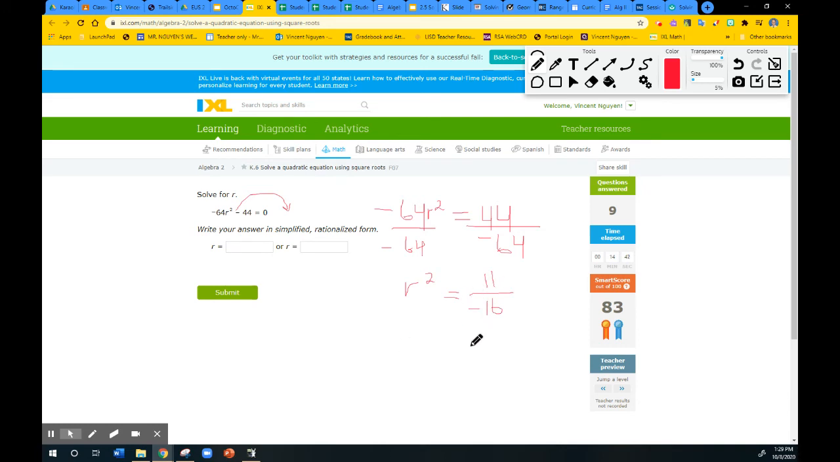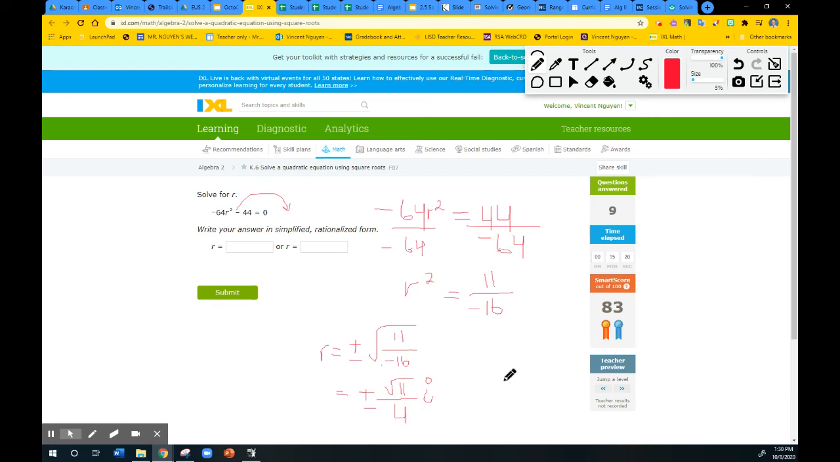So now I'm going to take the square root. So r is equal to plus or minus the square root of 11 over negative 16. All right, so when you have that negative there, you give yourself an i in your solution, right? Every time you have a negative in the square root, give yourself an i. And then simplify the square root. So you're going to have the square root of 11, which is already done. You cannot simplify that. However, the square root of 16 turned out to be 4.